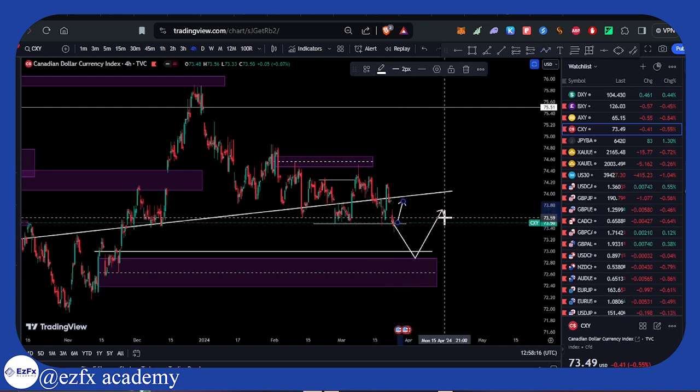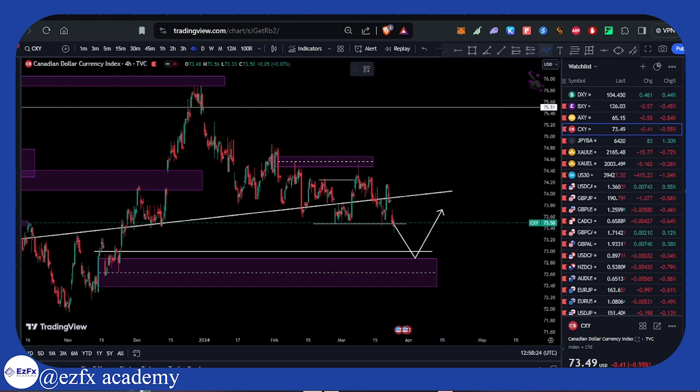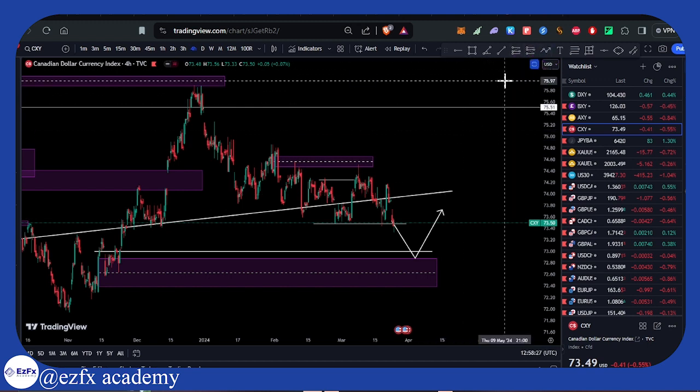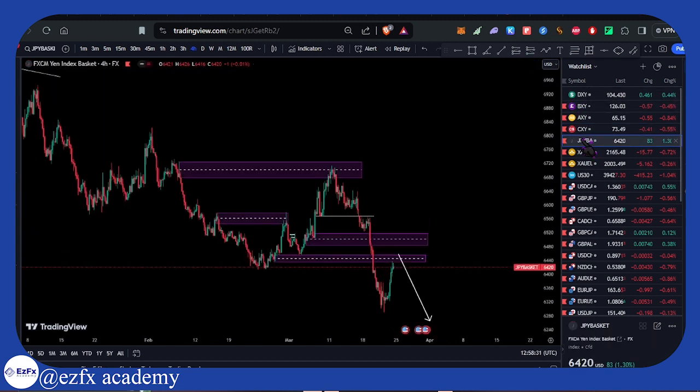So we can probably get to see that buy towards there, or we can get to see that buy happen directly from there. However, even if that happens, I will not be expecting that buy to last for too long. It will probably be a very short buy, and then we'll get to see that sell continuation. So that is clear also for CXY.